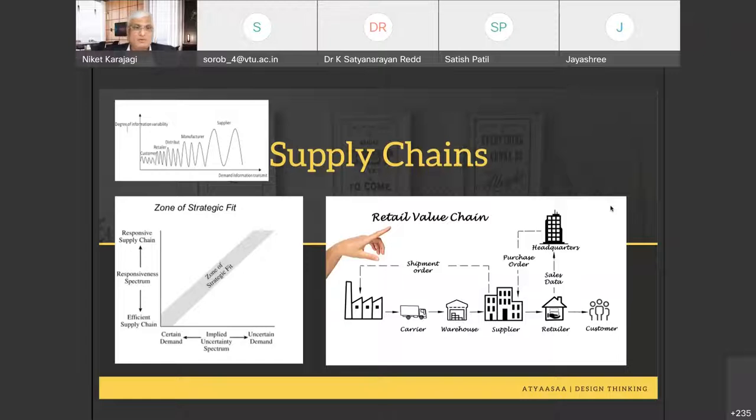But let's restrict our conversation to not the intangible part of the supply chain, because in the service industry, supply chain may not be of too much relevance. But when it comes to tangible products, the supply chain is absolutely essential. In my business, is material flowing? Yes. Is information flowing? Yes. Is finance flowing? Yes. That means if these three things are happening, the supply chain is completely operative.